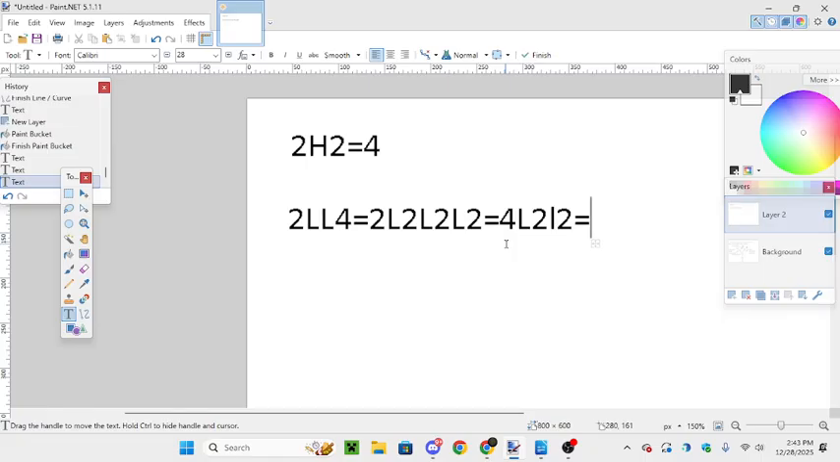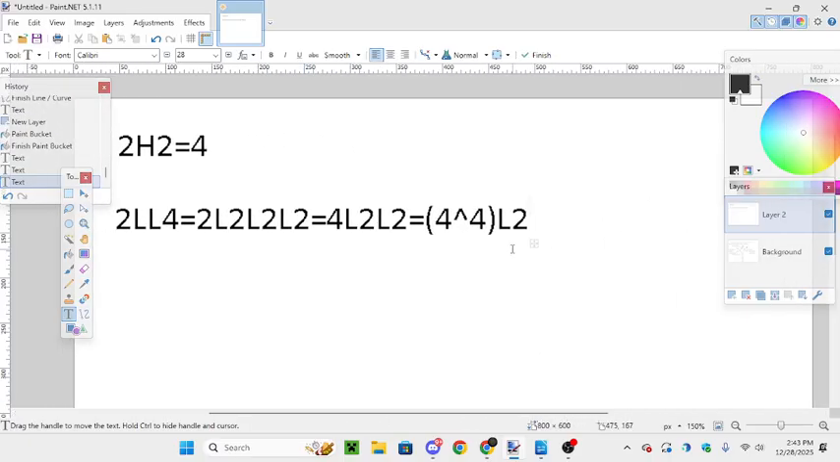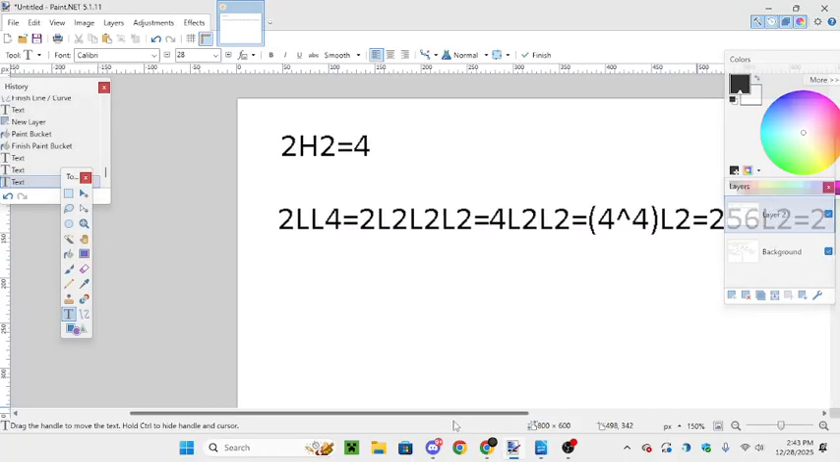Now the next step on this journey, 4 left tetrated to the 2, is going to equal 4 to the power of 4, left tetrated to the 2, left tetrated to the 2, and that is going to, of course, equal 256 left tetrated to the 2, which is going to equal 256 to the power of 256. So this is what we do.